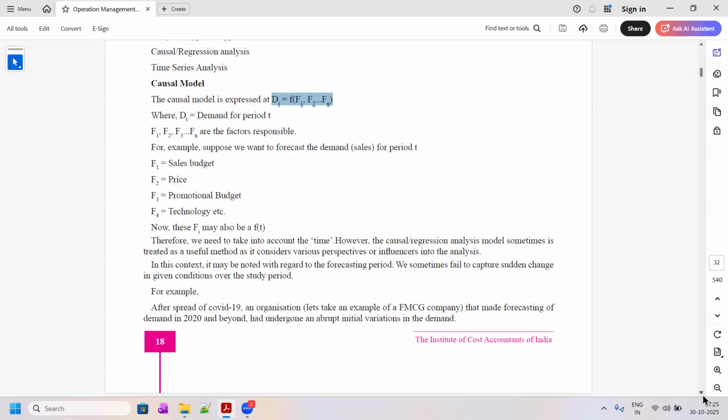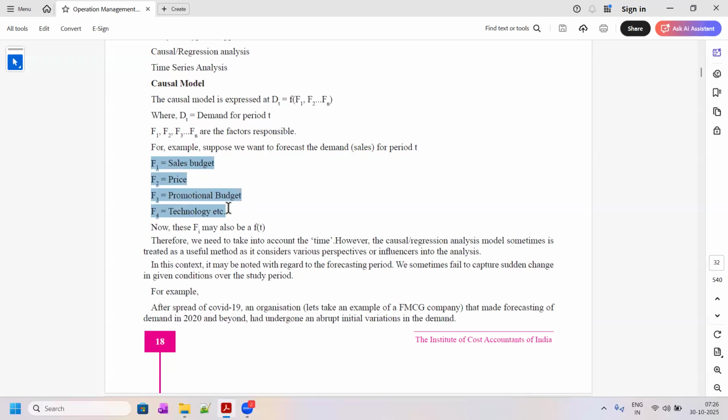So the company tries to find out how different factors influence the demand. For example, a company is trying to find out what factors ultimately affect the demand. It can be sales budget: if the company spends more on selling effort, demand will definitely increase. It can be pricing: if prices go up, people will buy less. Promotional budget: if the company does more promotion and advertisement, this will attract customers and the demand will shoot up. Then technology: better technology can make the product more attractive or cheaper, increasing the demand.